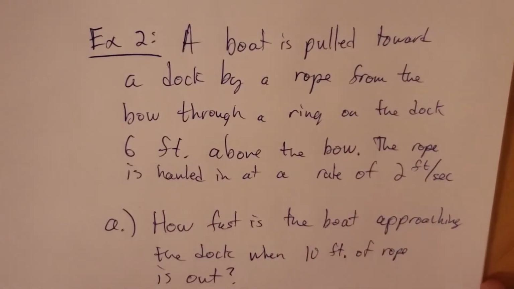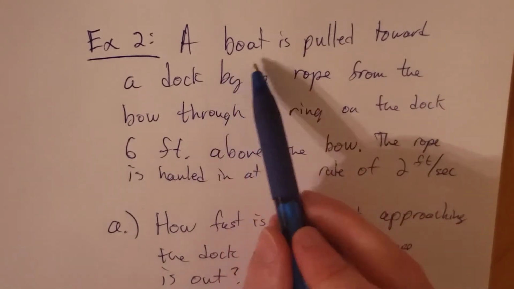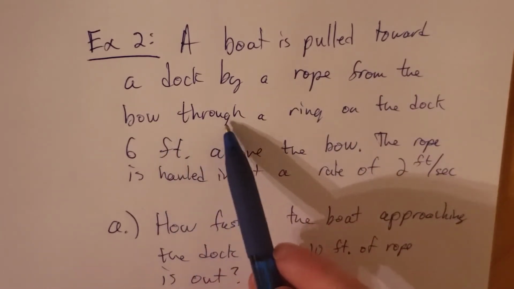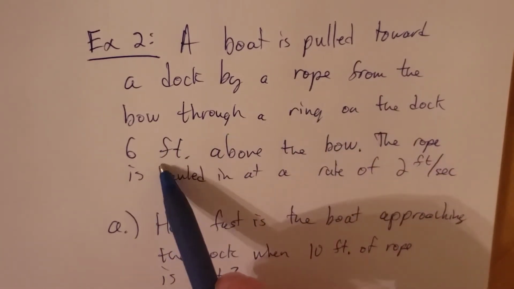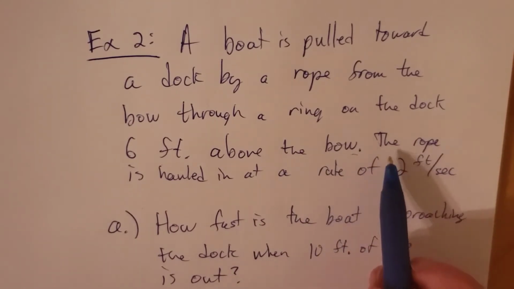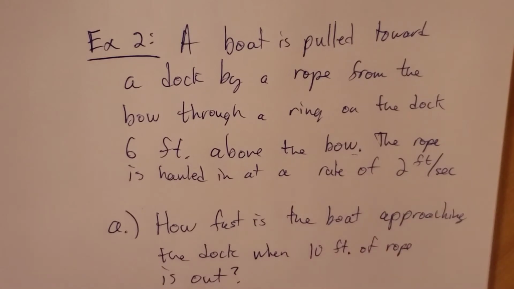This is going to be our second video on related rates, and we're going to take a look at our second example. So here a boat is pulled toward a dock by a rope from the bow through a ring on the dock 6 feet above the bow of the boat. The rope is hauled in at a rate of 2 feet per second. And our question is, how fast is the boat approaching the dock when 10 feet of rope is out?